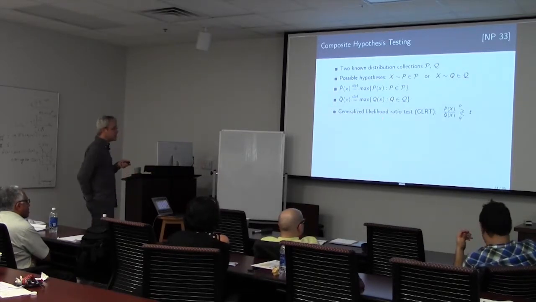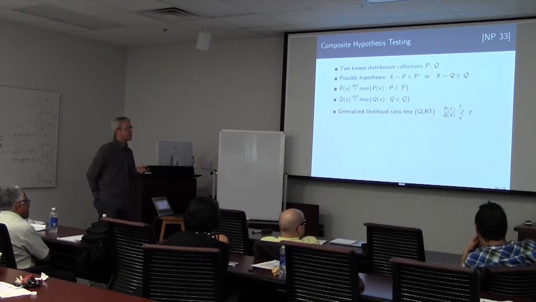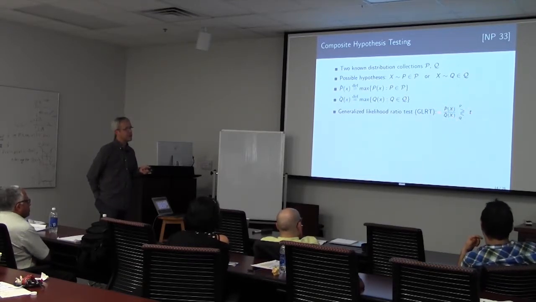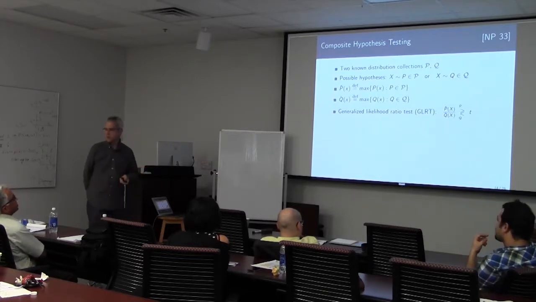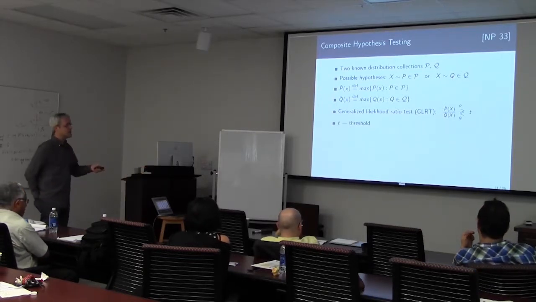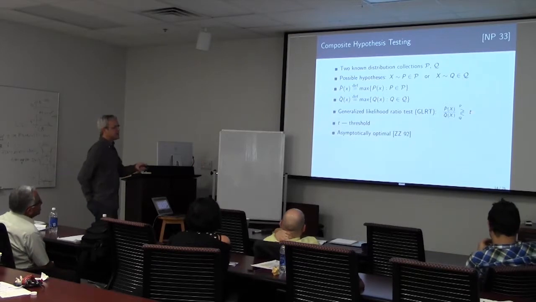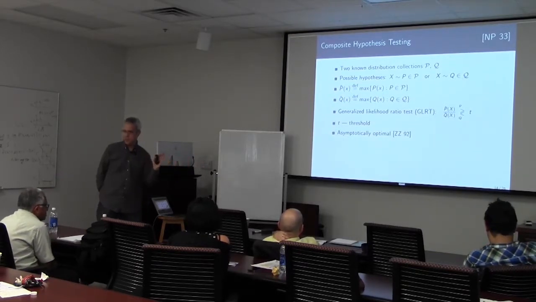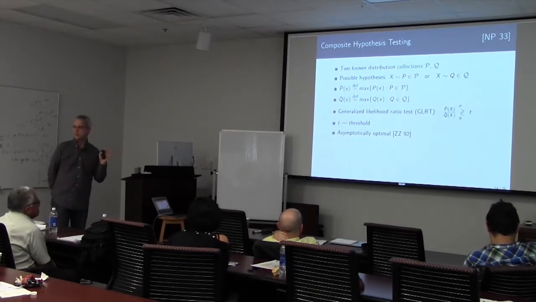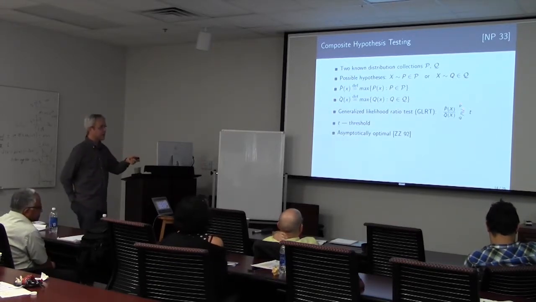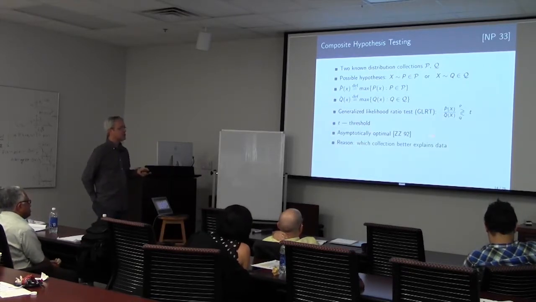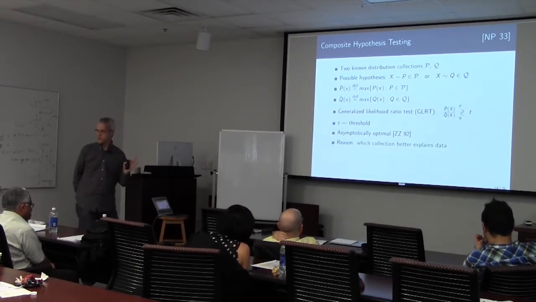Okay, and use the generalized likelihood ratio test to look at P maximum likelihood of X divided by Q maximum likelihood of X. If this is bigger than some threshold T, then you say it's P, and otherwise you say it's Q. And again, it's the same reason, where T is some threshold. And this can be shown to be asymptotically optimal as the number of samples goes to infinity. But remember, for our results we don't want it to be asymptotic, so this will fail, as we're going to see. Again, the reason is we're trying to see which collection better explains the data.